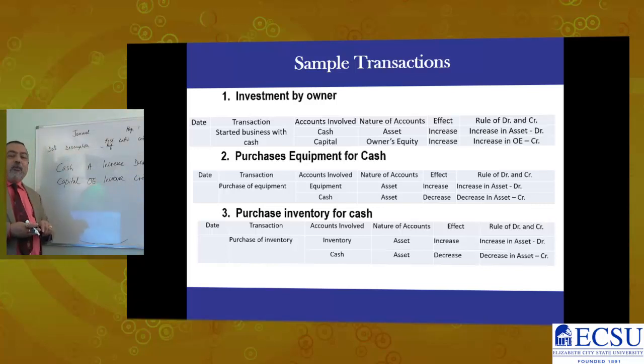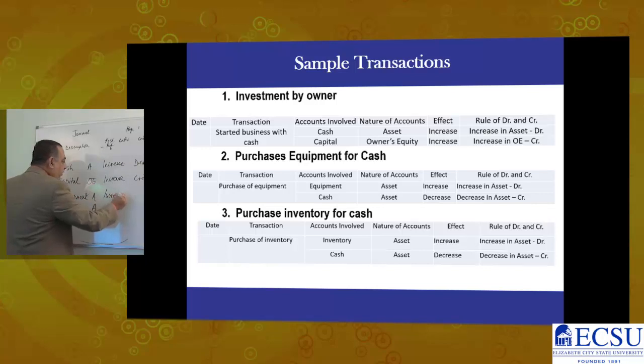Next is purchase equipment for cash. Okay, now what are the two things that are happening? I'm buying equipment, so I'm going to consider that as equipment account, and then cash. Of course, I'm paying cash. Now, equipment is an asset, cash is also an asset. What's happening to equipment? You're right, it is increasing. Now, what is happening to cash? Of course, it is decreasing.